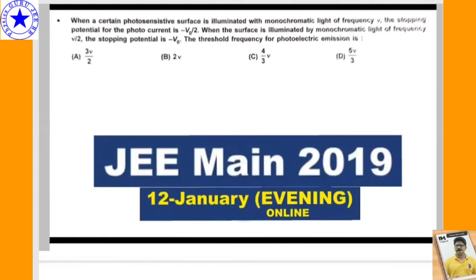This is given in the 2019 12th January evening online exam. When a certain photosensitive surface is illuminated with monochromatic light of frequency nu, the stopping potential for the photocurrent is minus V naught by 2. When the surface is illuminated by monochromatic light of frequency nu by 2, the stopping potential is minus V naught. Then what is the threshold frequency for photoelectric emission? What is the threshold frequency that we have to calculate? Hope it is clear.